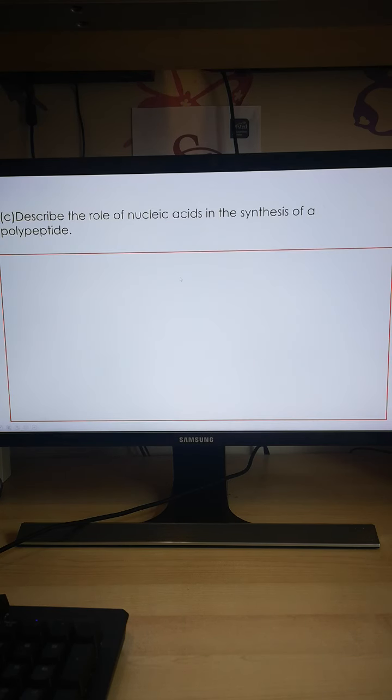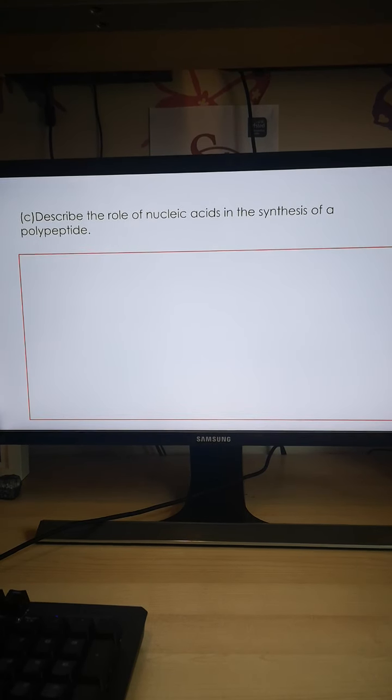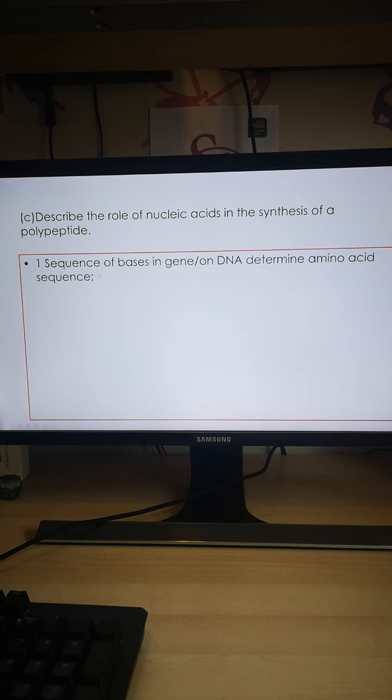Okay. So the final part is describe the role of nucleic acids in the synthesis of polypeptide, and everyone should be able to pause and do this one with no help at all now. So just consolidating. Okay, so join me back for the answer. Mark scheme. So sequence of bases in the gene determines the amino acid sequence, so like the overall idea.